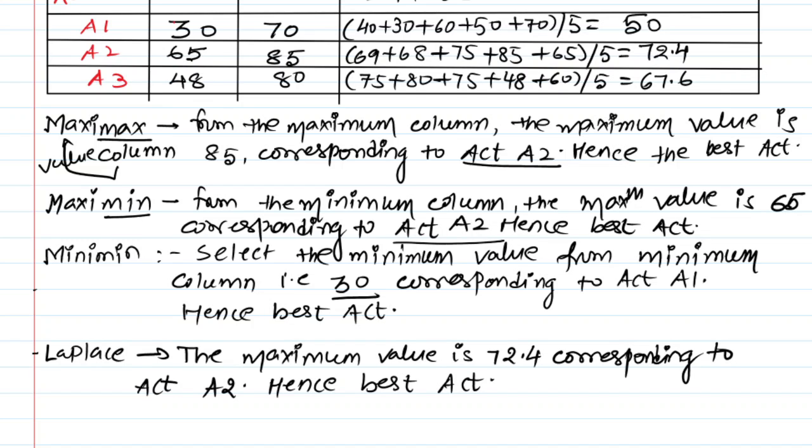The last part is left, that is Hurwitz criterion. So how do I calculate the value of the Hurwitz criterion? The value of alpha is given to us. Normally, whenever we are calculating using the Hurwitz criterion, the value of alpha will always be given. So what we need to do is calculate 1 minus alpha. Now, we need to take the sum of the product of minimum value with 1 minus alpha and maximum value with alpha. And then we are going to calculate this way.